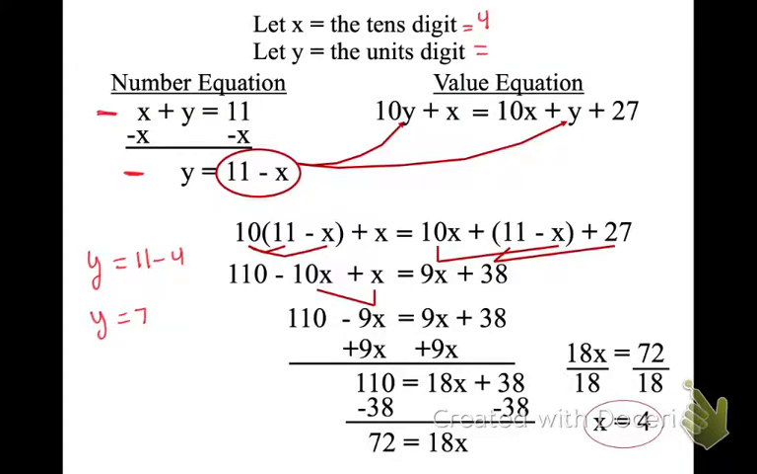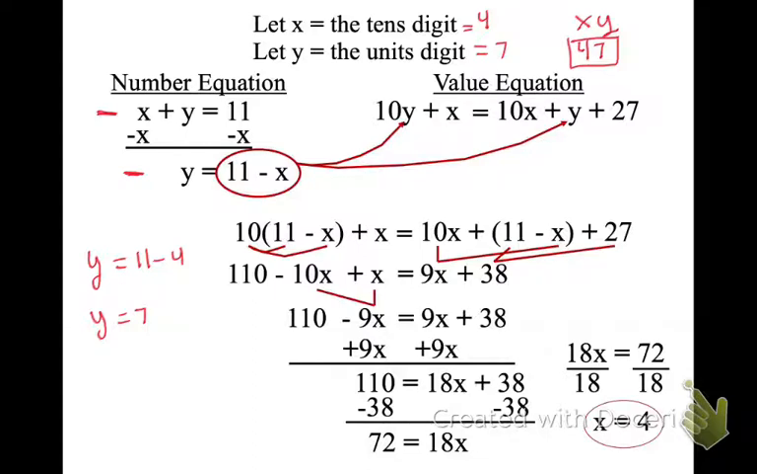And if the original equation was xy, then the original number was xy, then the original number is 47, and that's your answer. Okay? So they said, what was the original number? I'm going to pause it for a minute.